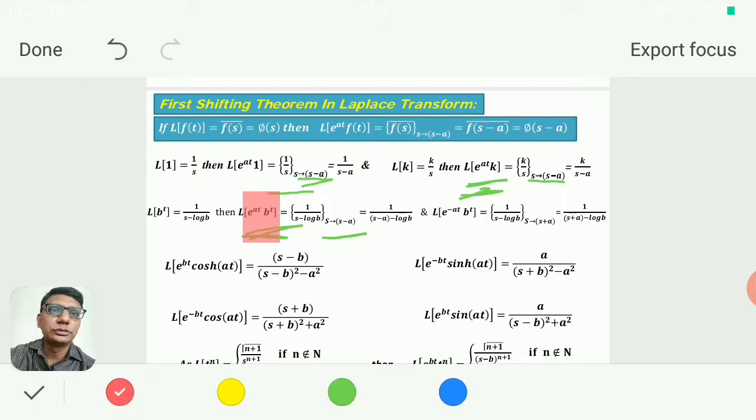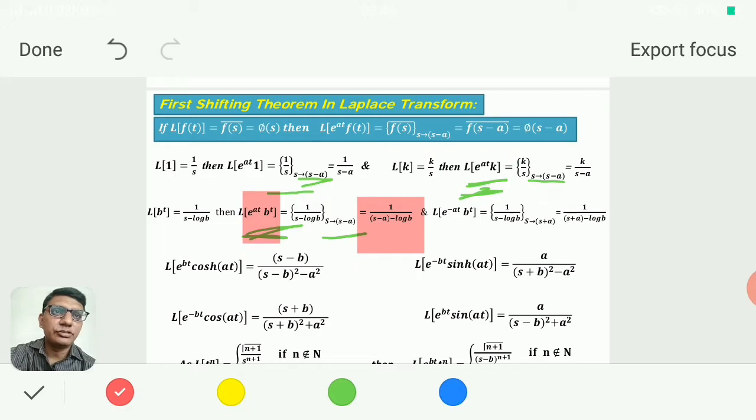Laplace of e raised to bt into e raised to at equals 1 upon s minus a minus log b.